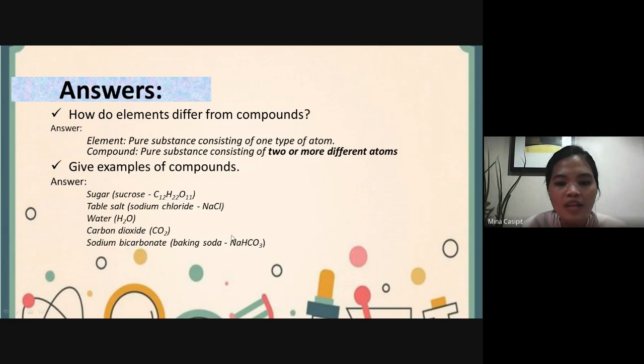Okay, so in this compound, how many elements present? We have sodium, hydrogen, carbon, and oxygen. So therefore, it is composed of 2 or more atoms that are being bonded. So we have this compound as sodium bicarbonate. Okay.